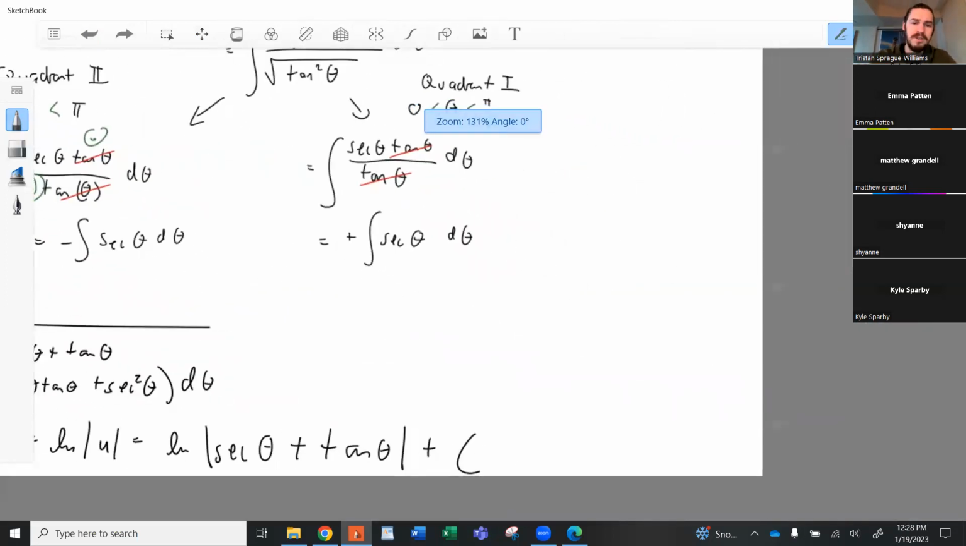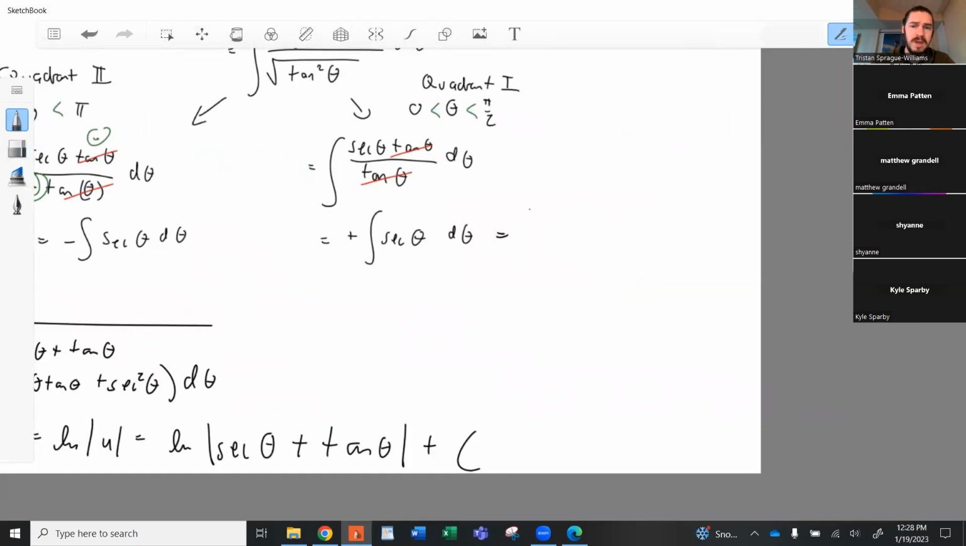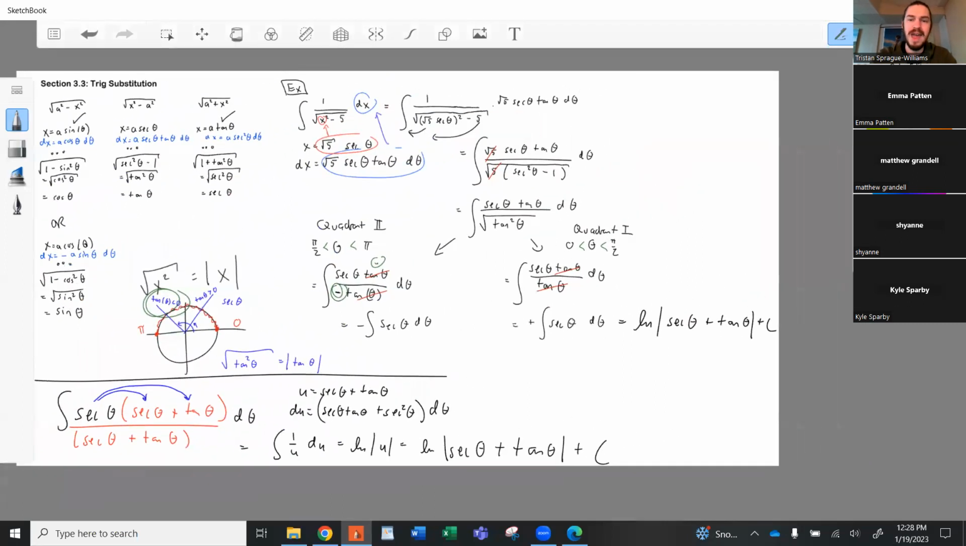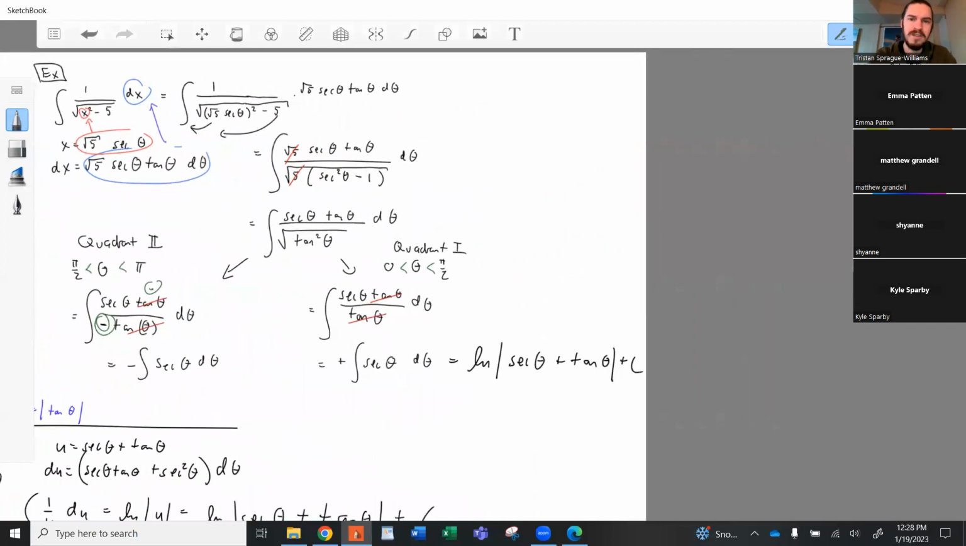So what we have here, let's use that now to go ahead and finish this up. We have the natural log of the absolute value of secant theta plus tangent theta. And then we still need to figure out how to undo the substitution and get back to putting this in terms of x's, right? It's all got to get back in terms of x. So in order for us to do that, let's make some reference triangles up here. Or actually, we might only need one.